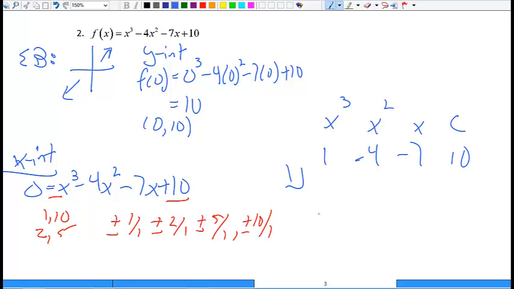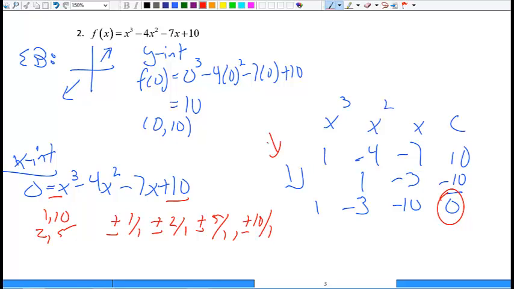So try 1, drop it down, so multiply, and then combine like terms, and then multiply. Combine like terms, and then multiply, and I get 0. Yay! Okay, so that meant that my guess was pretty good.